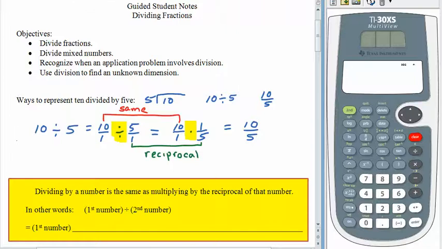We had something similar to this a while ago when we were talking about adding and subtracting signed numbers. We said that subtracting was the same as adding the opposite. And all of these things work because multiplication and division are inverse functions of each other, and of course addition and subtraction are inverse functions of each other. So let's write this down so we can keep track of it. If you have the first number divided by the second number, you can rewrite this as the first number multiplied by the reciprocal of the second number.